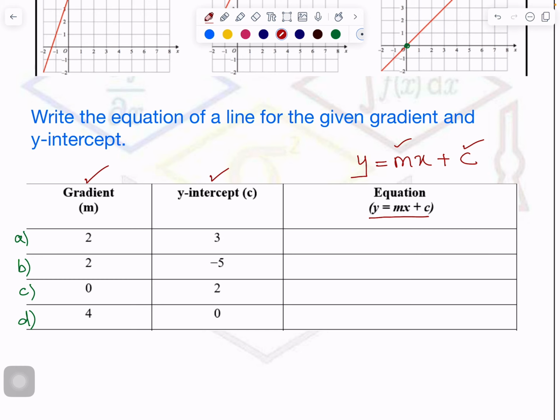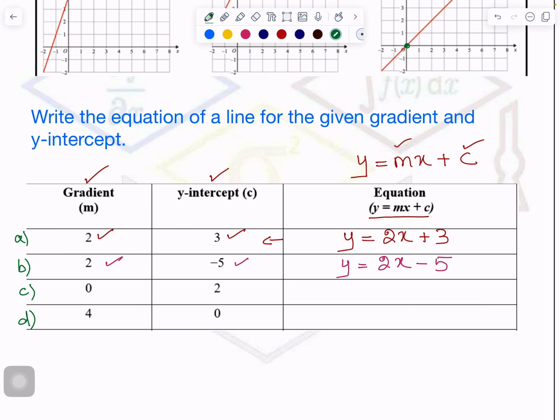So when I'm writing the equation of the line which has gradient 2 and y-intercept 3, how will I write it? y = 2x + 3. Right? If I see the second case, part B, gradient is 2, y-intercept is minus 5. So it will be y = 2x - 5.